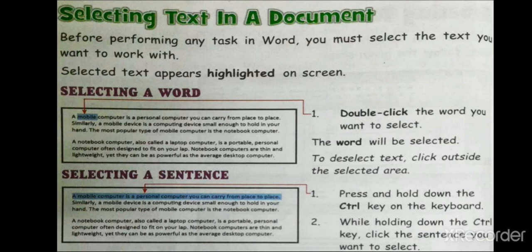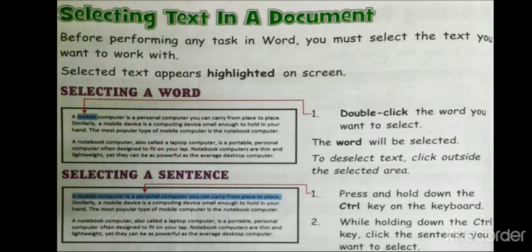Now whichever text is selected, it is highlighted. Highlighted means it appears different from rest of the text. वो दूसरे text से different लगेगा. You can see it in the images also. It has a blue background. It means that amount of text is selected.